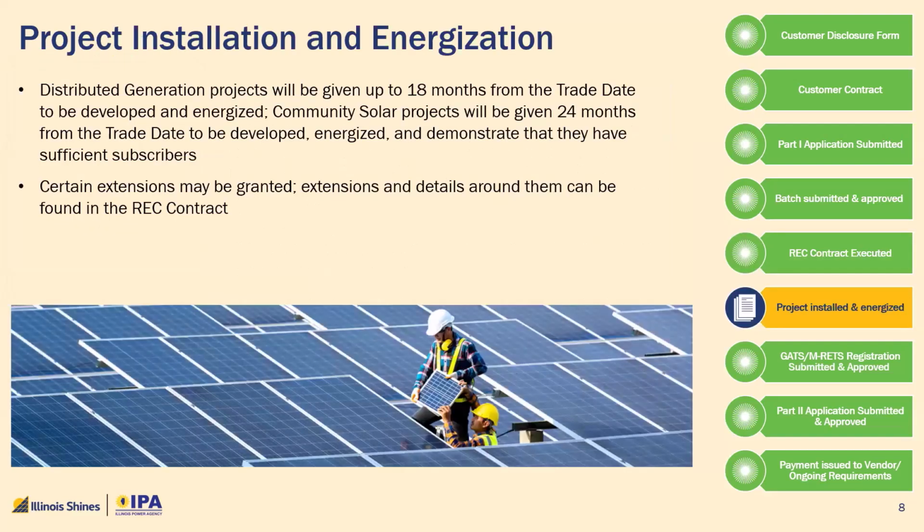Once the REC contract is executed, DG projects will be given up to 18 months from the trade date to be developed and energized. Community solar projects will be given 24 months from the trade date to be developed, energized, and also demonstrate they have sufficient subscribers. Certain extensions can be granted for this, and more details around those can be found in the REC contract.